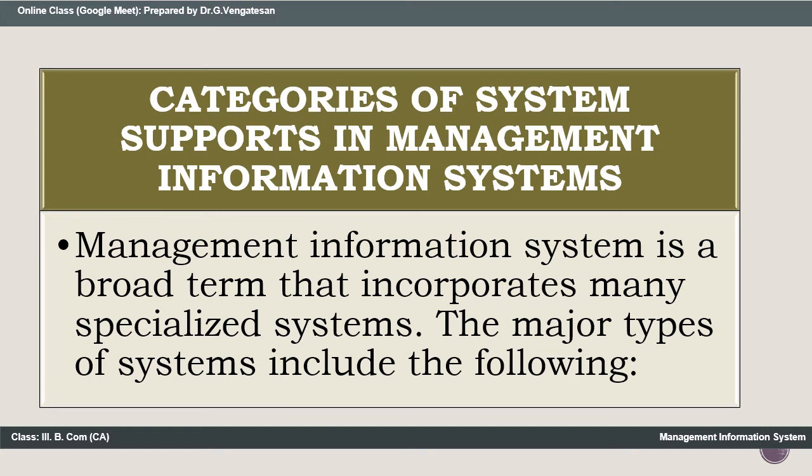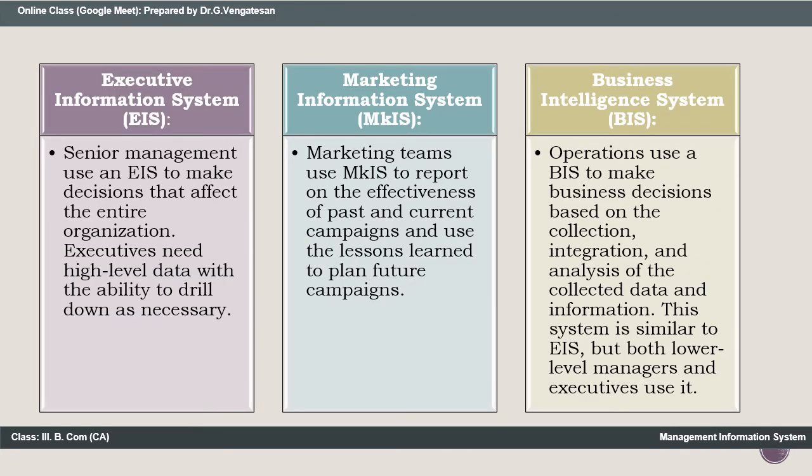Now we will enter into the other categories division. Number one is the executive information system, also known as EIS. Senior management use an EIS to make decisions that affect the entire organization. Executives need high level data with the ability to drill down as necessary. Here, this executive information system is used by the senior management, which will help the management to go with the correct decision making process.